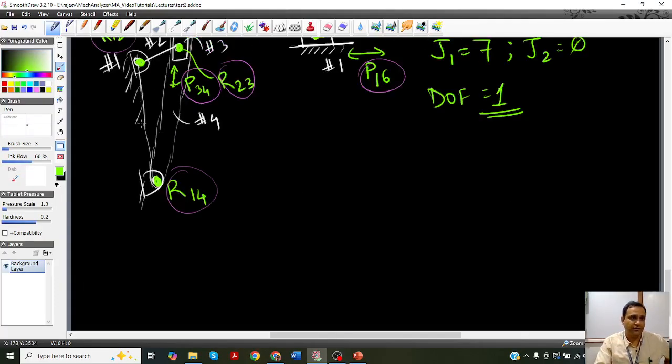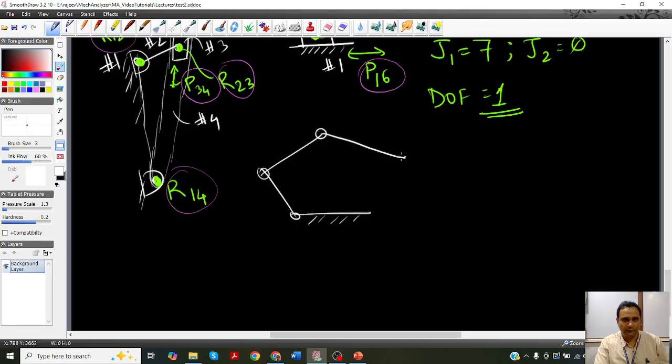Now let's look at another example of a slightly different manner. So imagine I have another mechanism which looks like this. Okay, so we'll quickly do the labeling. This is number 1, ground. This is number 2, number 3, link, number 4, number 5.